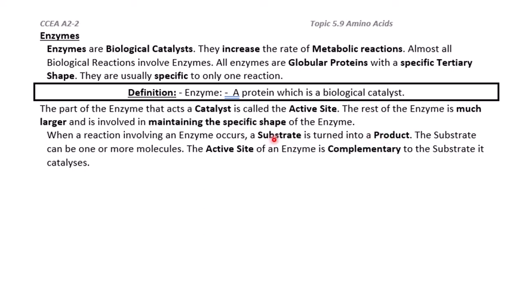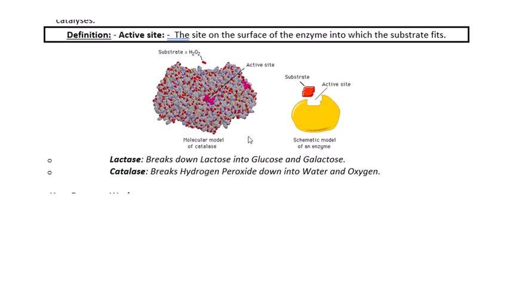The substrate is a slightly different term because it's quite often to do with fitting onto things like a protein. So there's a need for that substrate to be chemically equivalent to something on the active site and allow it to be put in place. So it's complementary to the substrate. So the active site is the surface of the enzyme onto which the substrate fits. It tends to be a very small part of an enzyme.